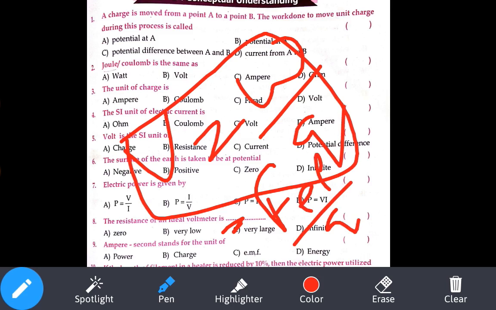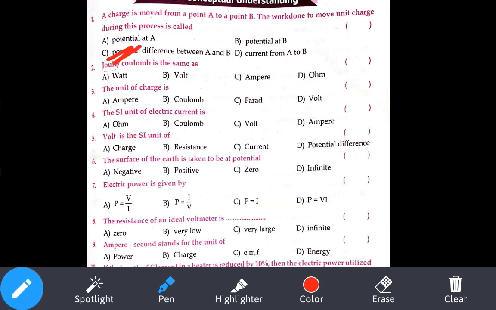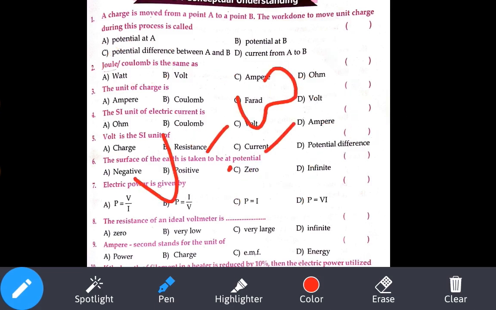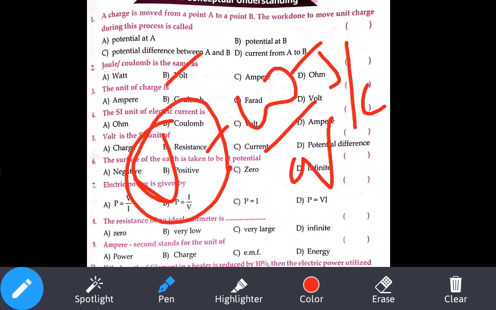Okay, now what will be our answer? Potential difference between A and B. Let's see the second question. Joule per coulomb. Work done is measured in joule and the charge is measured in coulomb. Just now we have seen that V is equal to W by Q. Joule per coulomb is nothing but voltage, potential difference, nothing but volt.